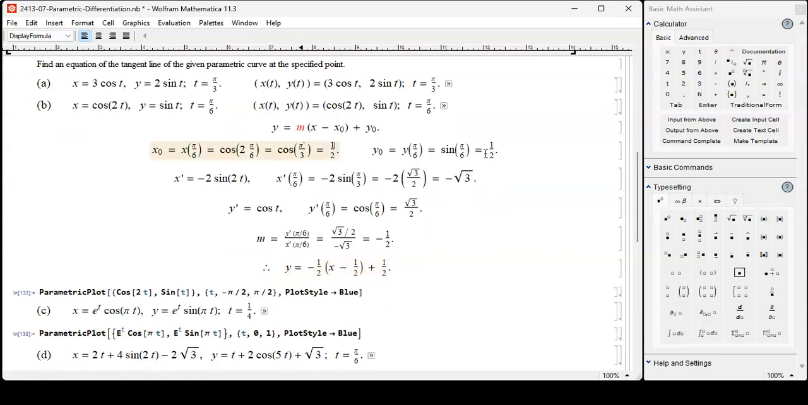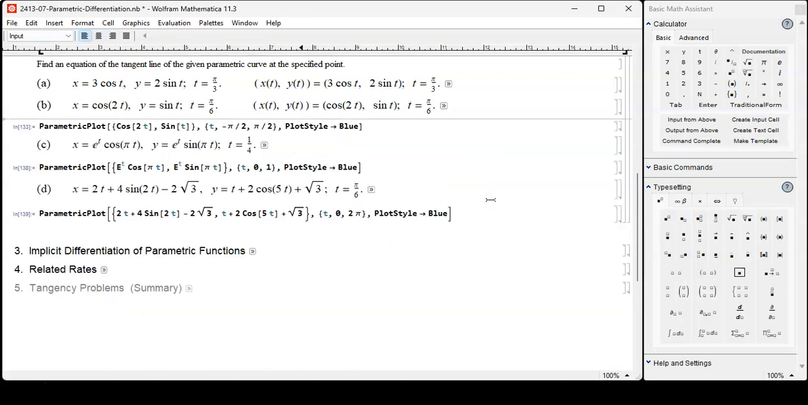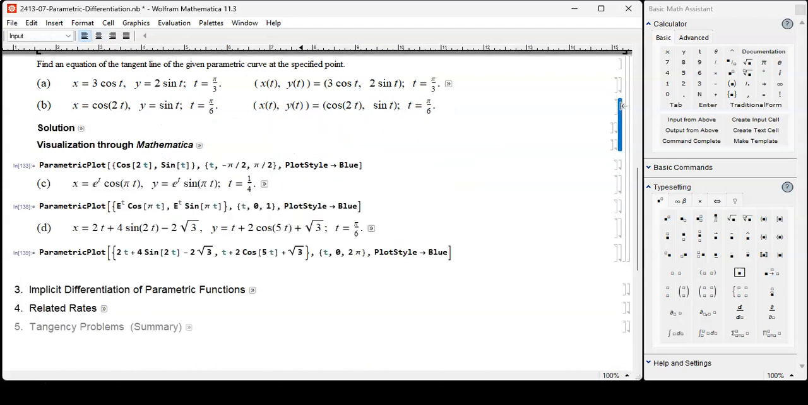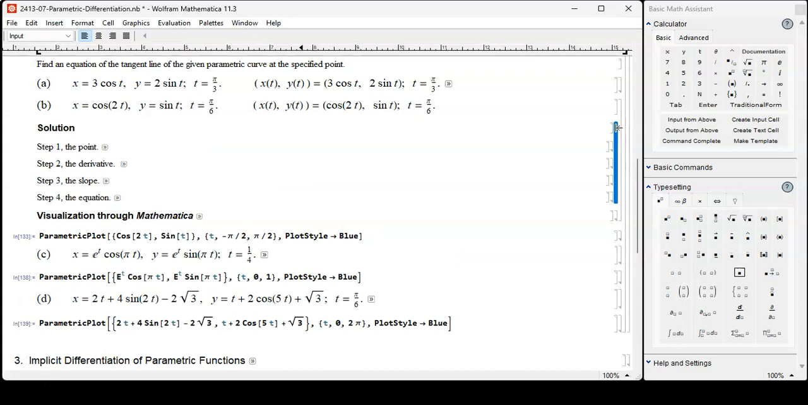Step 1, x0, y0. Step 2, derivatives. Step 3, slope. And step 4, the equation. Same thing, we have been doing it for a number of weeks, for graphs, for implicit curves, now for parametric curves. What we have here, that's a solution.